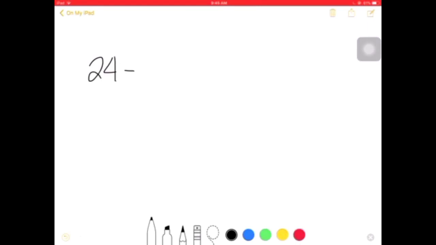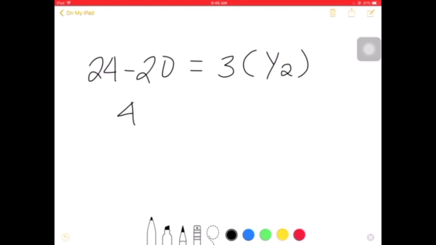Transpose 20 to the other side. 14 minus 20 is negative 6. Our equation is negative 6 equals 3 y sub 2. Divide both sides by 3 and there you have it. Final answer is negative 2.